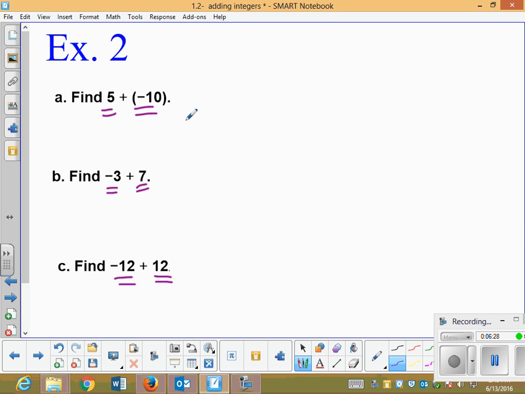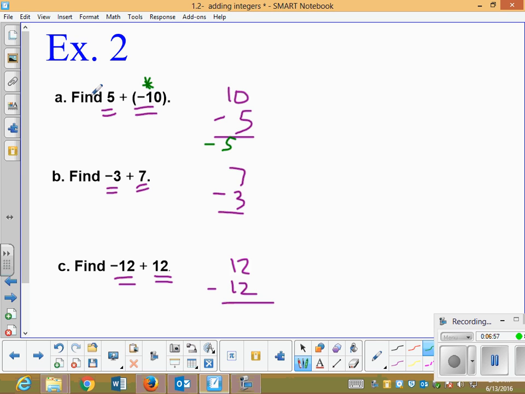So if the signs are different, we're going to take the big number and subtract the small number from it. And then we're going to go back. So 10 minus 5 is going to be 5. But since the bigger number right here, 10, is a negative, it's going to be -5.